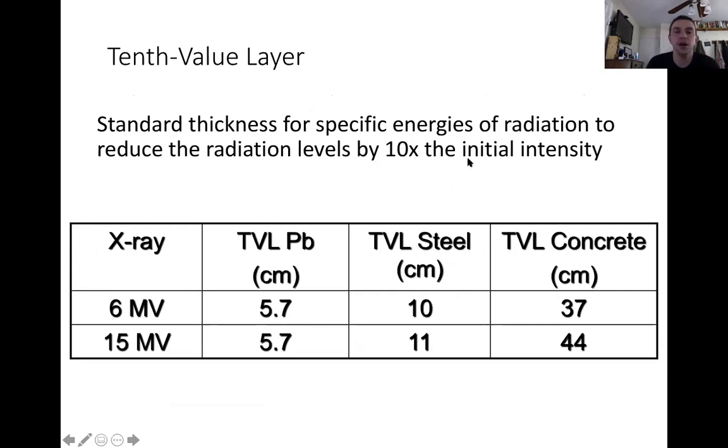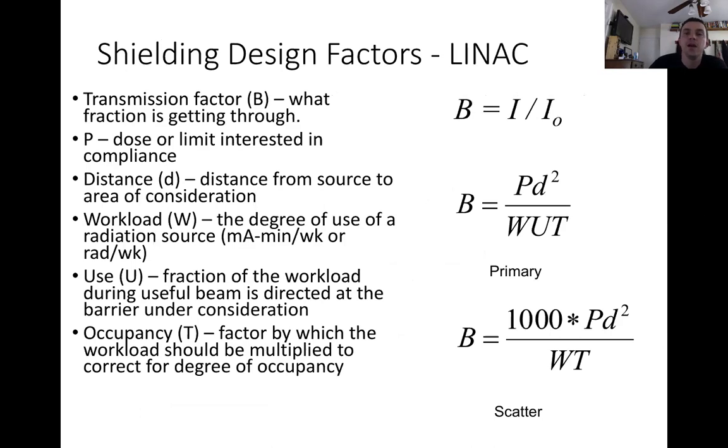So we talked about shielding design, and you remember this transmission factor B that really dictated how much shielding that you need. B equals P D squared over what we had to go through. So P is your dose limit in question, if it's controlled area versus uncontrolled. D is the distance from the source, the workload, the use factor, and the occupancy.